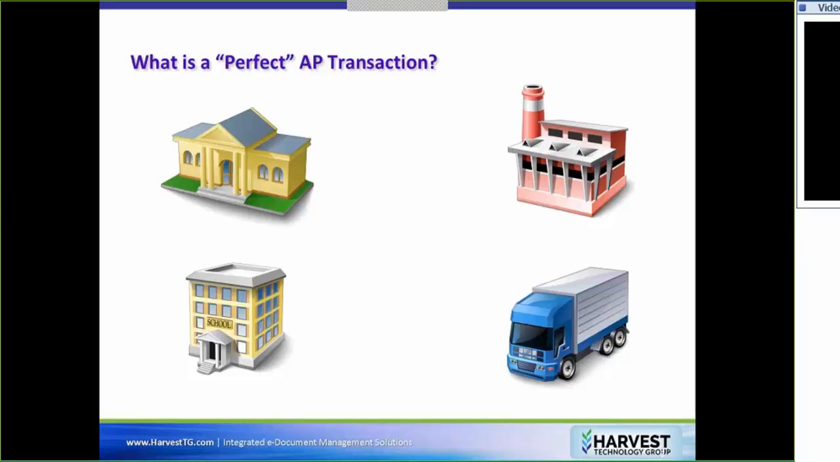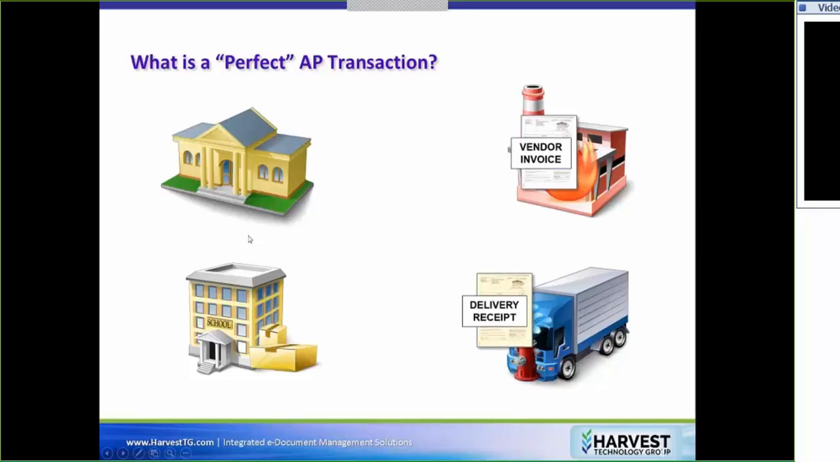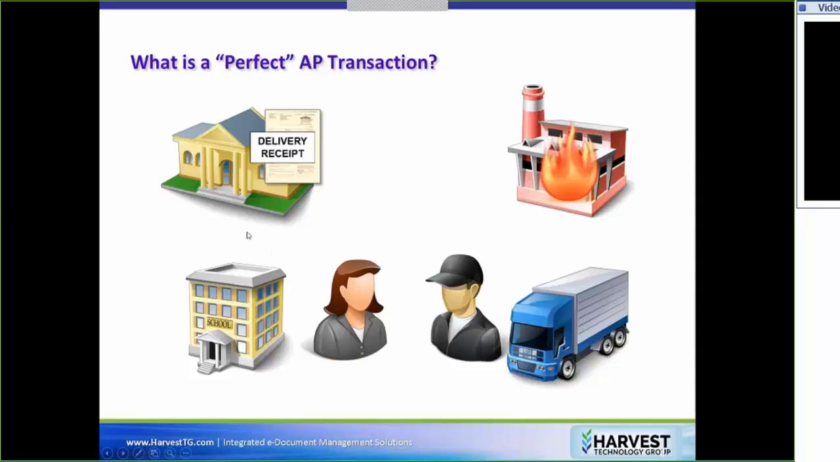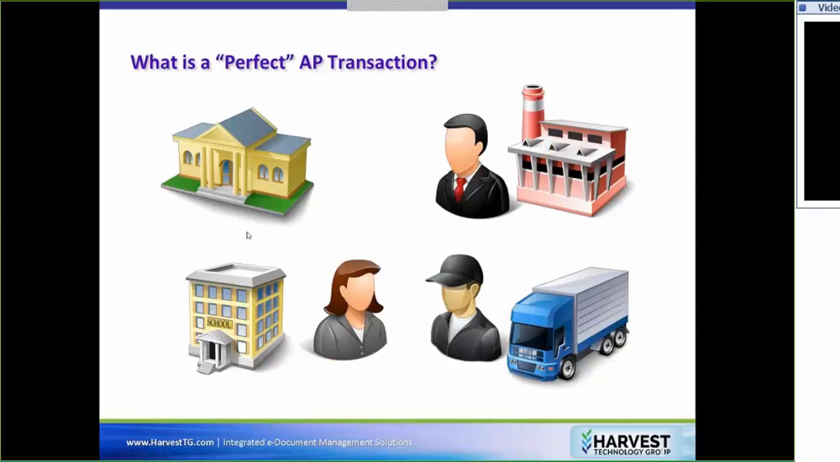So why are there so many challenges with AP transactions? Well, the simple answer is that life happens, right? We have documents going to the wrong place, we have natural challenges, we have delivery problems, and also involved throughout the process are people. And as we know, people are not perfect, and they will inevitably make mistakes.